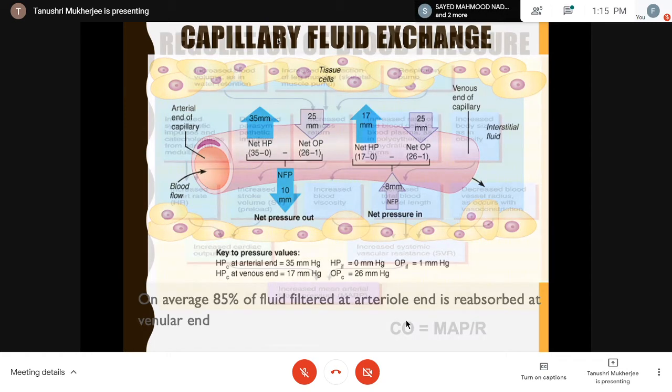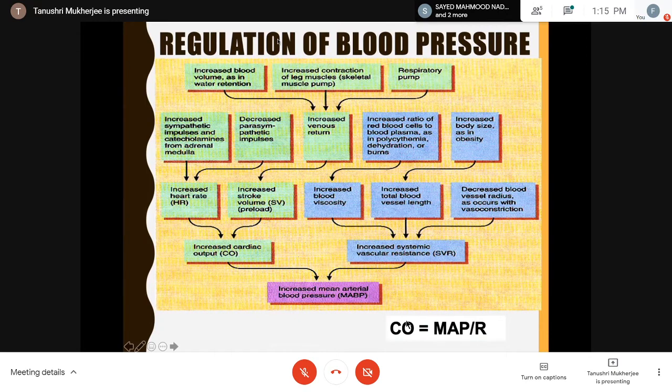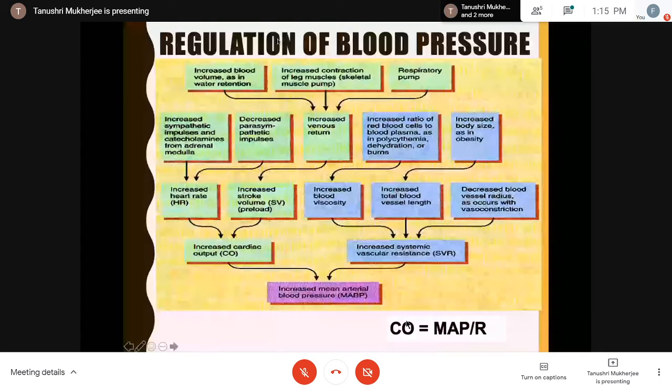So now I come to the regulation of the blood pressure. A very simple flow chart. As you see here, what all factors increase the mean arterial blood pressure. As you see here, the mean arterial pressure is equal to cardiac output multiplied by the resistance. So increased cardiac output and increased systemic vascular resistance increase the mean arterial blood pressure.